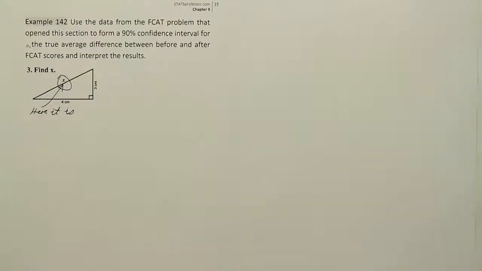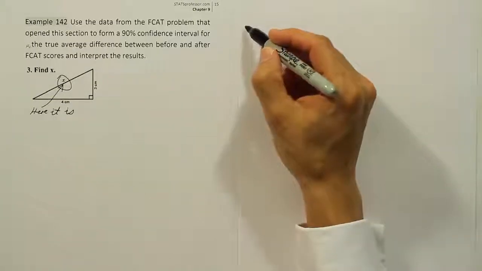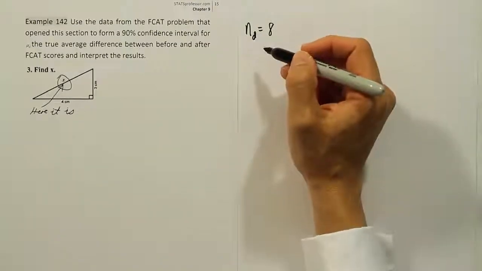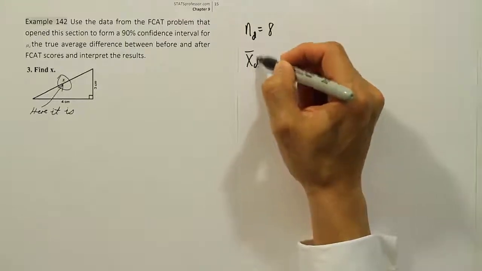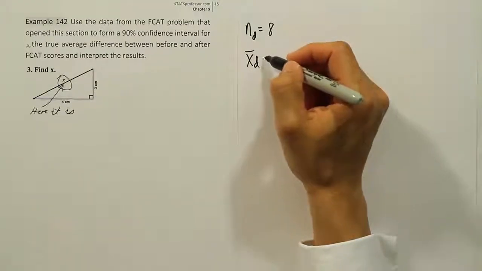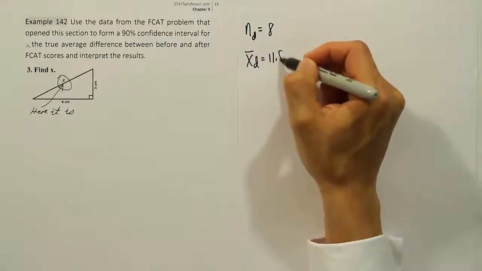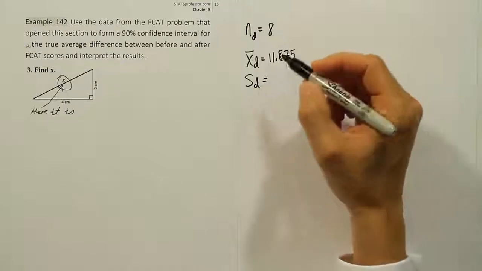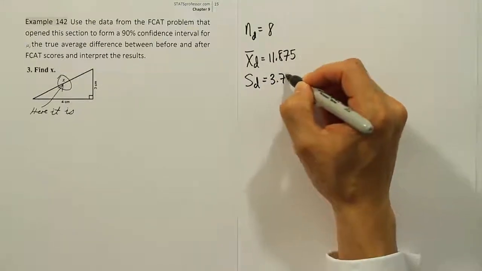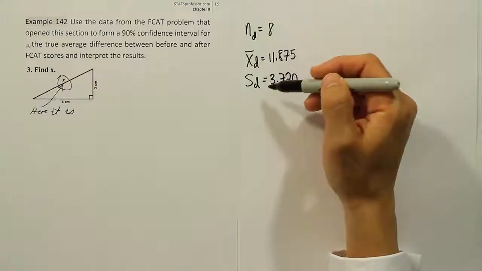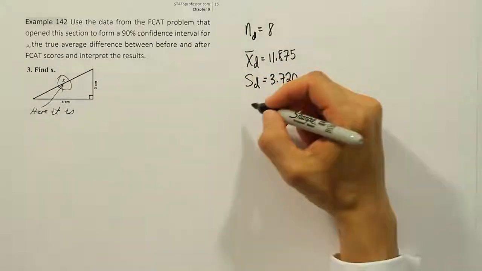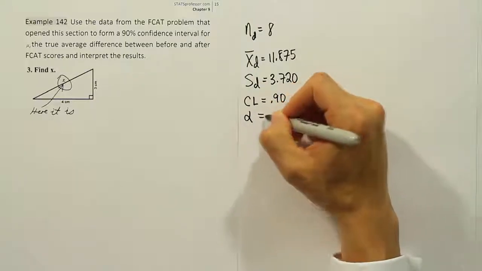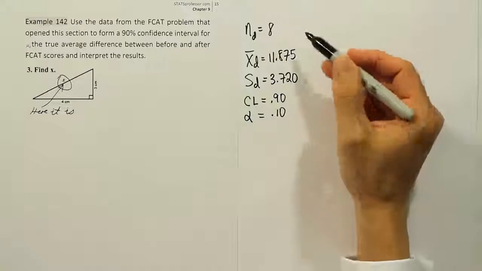Okay, so writing down the data we just saw there, we have that the sample size for the differences was 8. There were 8 differences, or 8 students of data. And then we had the sample mean, and that sample mean was 11.875. And then we had the standard deviation for the differences, and that standard deviation was 3.720. So those are our 3 values. Now, because the confidence level is 90, we know that our alpha will therefore be 0.10.